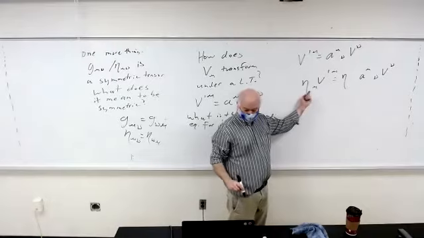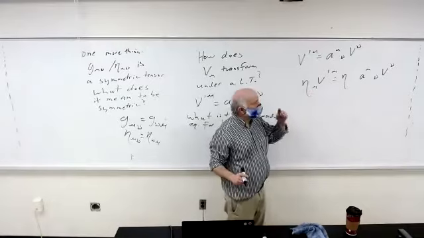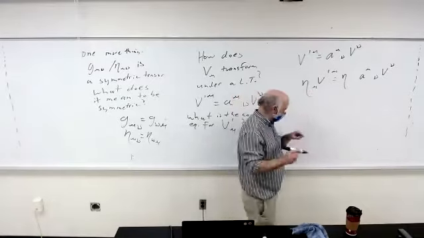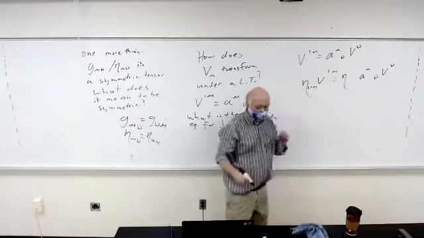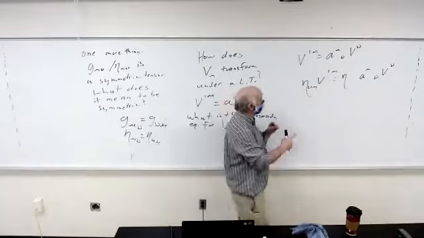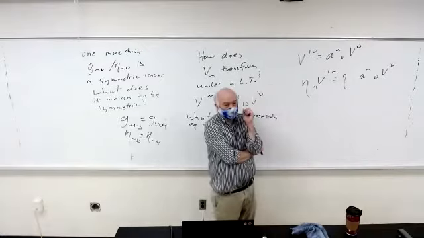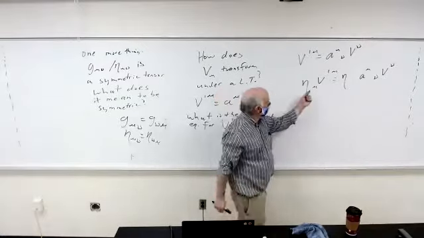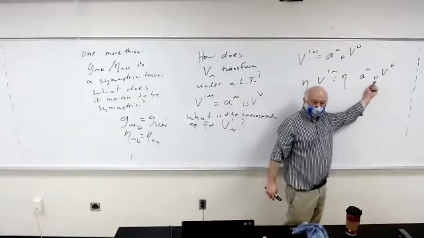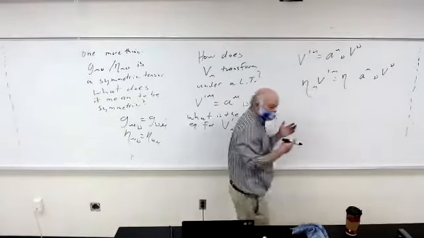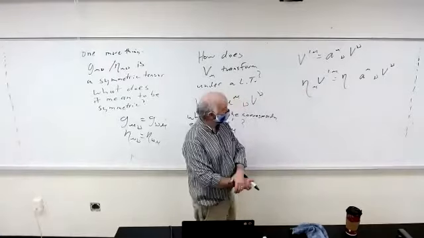Now I need another index here. Why don't I just put a nu here and call it good? Don't do that. Why not? Because I have this nu over here. So I'm going to pick another index. Give me another good index.